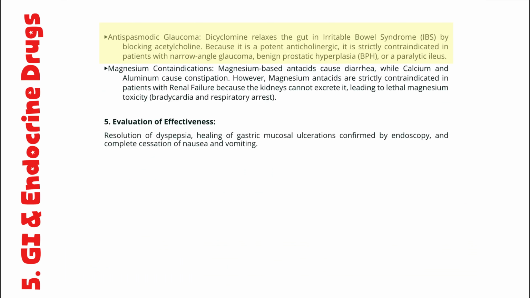Dicyclomine is contraindicated in narrow-angle glaucoma, BPH, and paralytic ileus, and magnesium-containing antacids are contraindicated in renal failure. For evaluation: resolved dyspepsia, healed ulcers confirmed on endoscopy, and the cessation of nausea and vomiting.